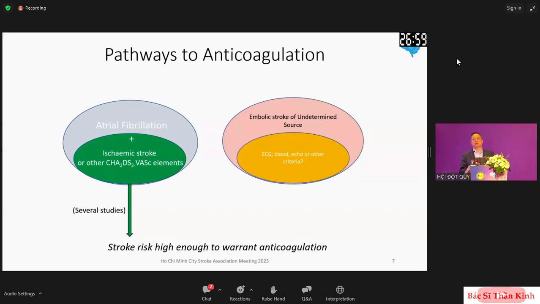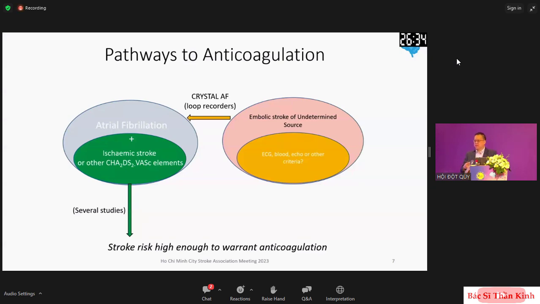So perhaps what we are looking for is a way to find patients who will benefit from anticoagulation, not necessarily through finding atrial fibrillation, although we do know that that is one way to achieve this. So what we're looking for then is a stroke risk high enough to warrant the risk of bleeding from anticoagulation.